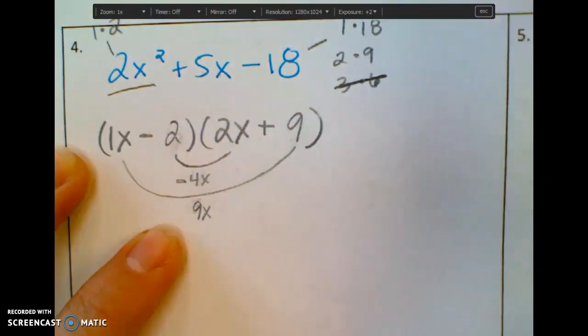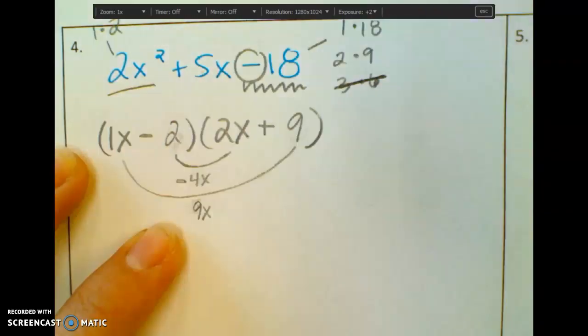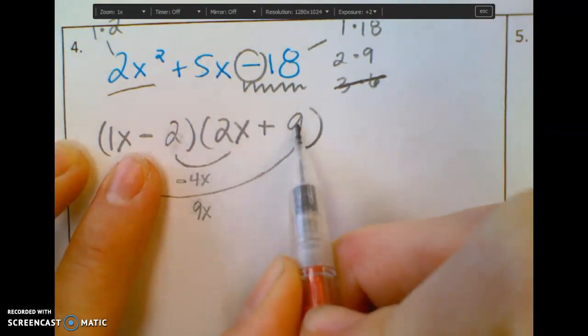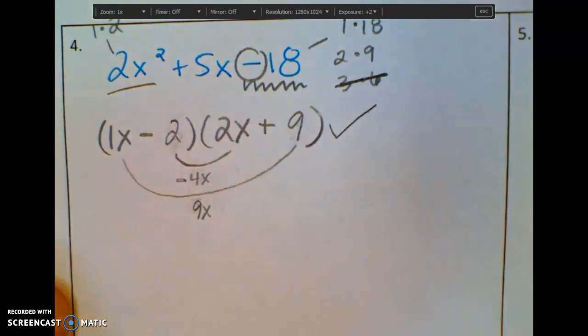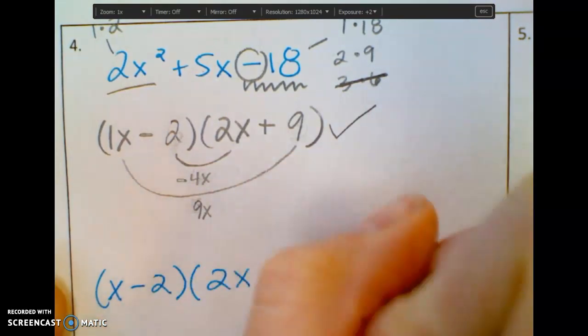What's the last thing we always do? Check our sign. We need to have a negative 18. So negative 2 times positive 9 gives us negative 18. So that one works. We end up with x minus 2 and 2x plus 9.